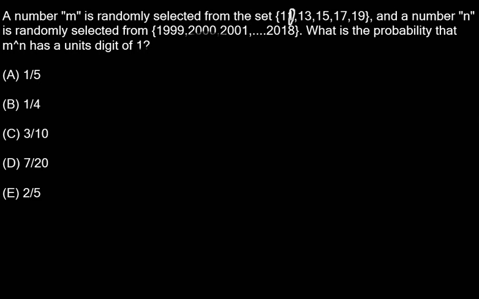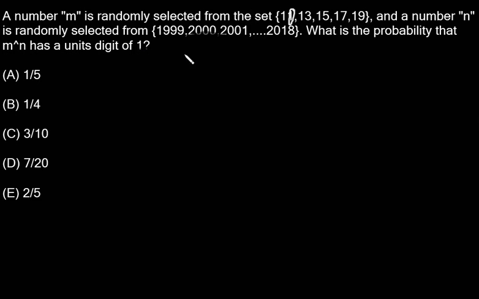Alright guys, so this is problem 19 in the 2018 AMC 10 Test A. Let's start reading. A number M is randomly selected from the set 11, 13, 15, 17, and 19, and a number N is randomly selected from 1999, 2000, 2001, all the way to 2018. What is the probability that M to the N has a units digit of 1?